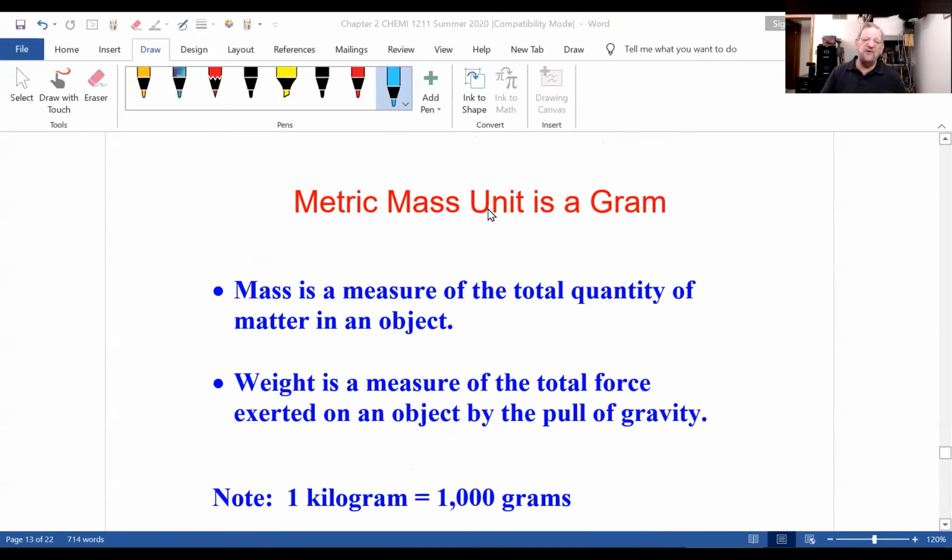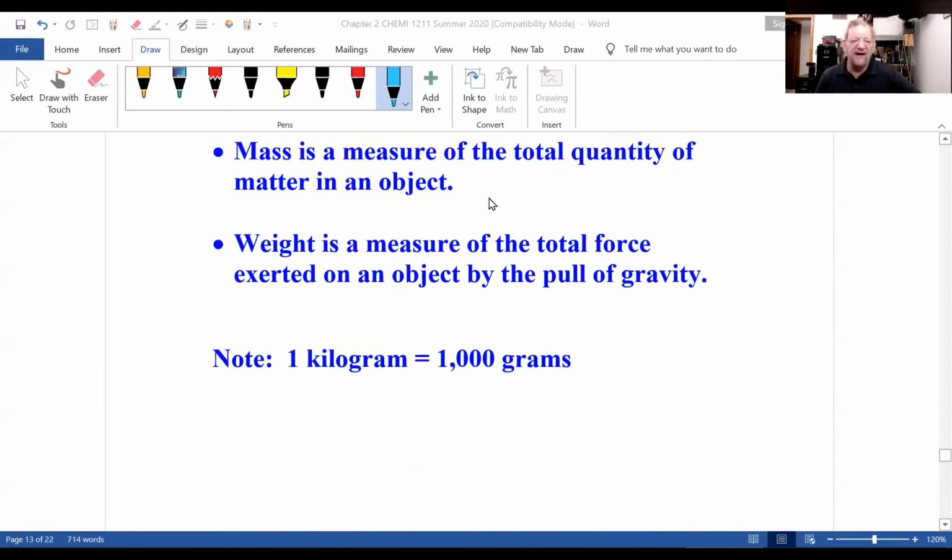Now, the metric unit, mass unit is a gram. It's the total quantity of matter, but weight is force. But since, I think I asked this the other day, but I'll ask it again, how many of you are going to be leaving this planet in the next 17 weeks? And the answer is none of us. Therefore, I'm going to use weight and mass interchangeably. And in the metric system, the main unit of mass is the gram, and 1 kilogram is equal to 1,000 grams.